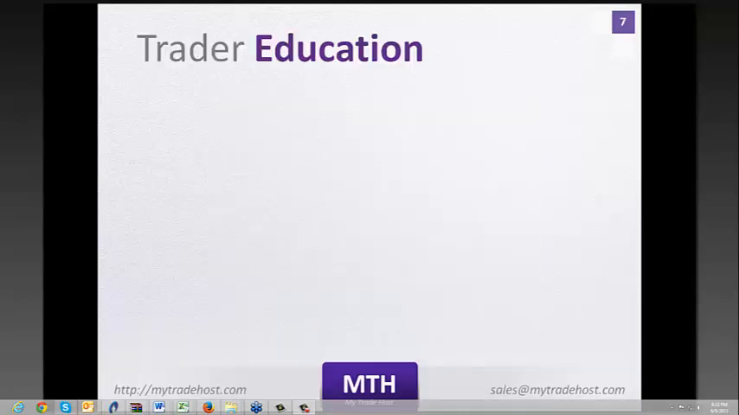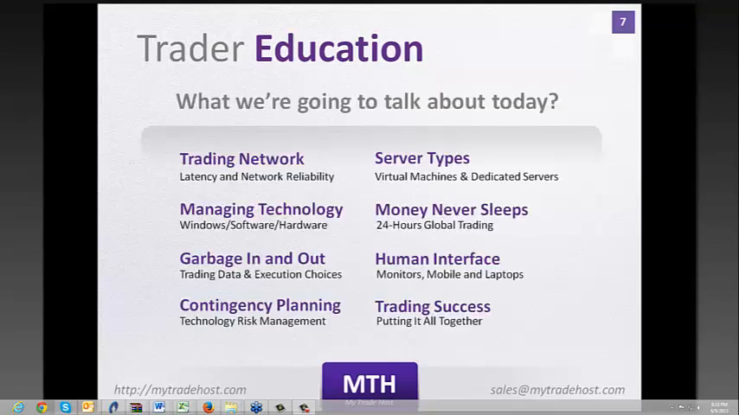So what we're going to talk about today is why it's important for you to pick the right server type, the right trading network, the right technical team to manage your technology, and we'll review all the ingredients that should go into your technology plan, such as your trading data, execution methods, how to remotely access your server, and what to do when things go wrong. And I'll leave a lot of time left to answer your questions, and you can ask your questions along the way. And let's get started.